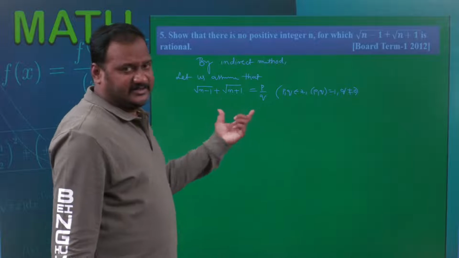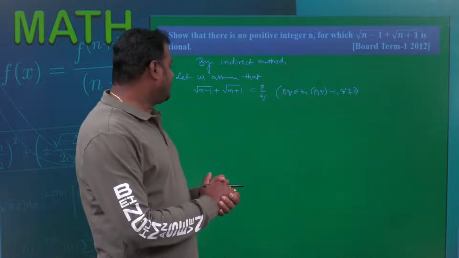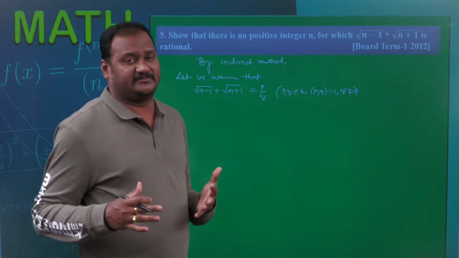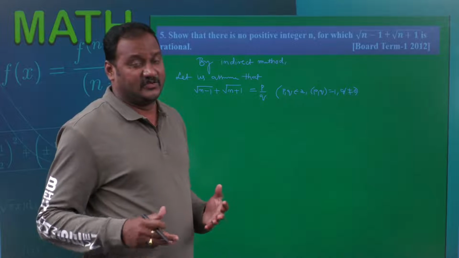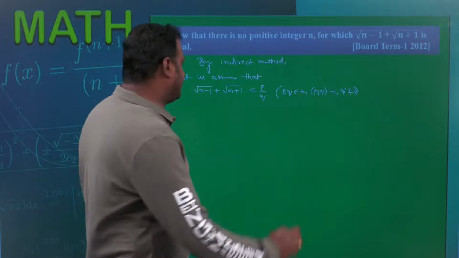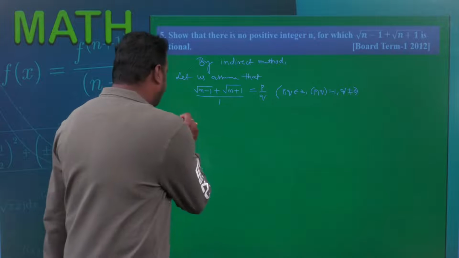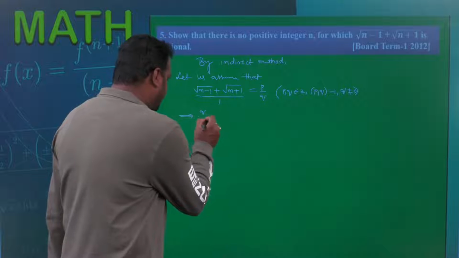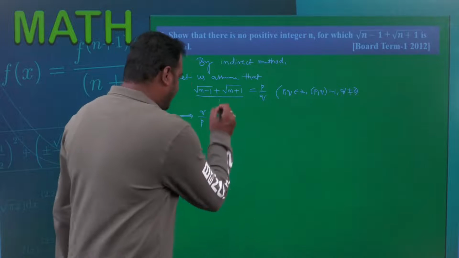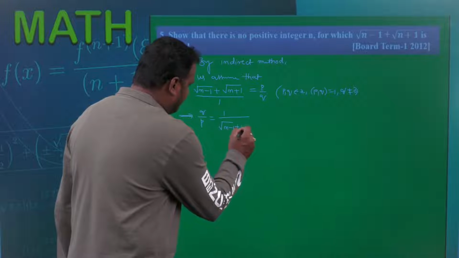Since there are two different irrational numbers, I am going to rationalize this. But we are all familiar with rationalizing the denominator, right? Here it is only the numerator. To make it the denominator, I am going to take the reciprocals of both the fractions. Then the fraction will become q divided by p, because the reciprocal of p by q is q by p, and it is going to be 1 by root over n minus 1 plus root over n plus 1.